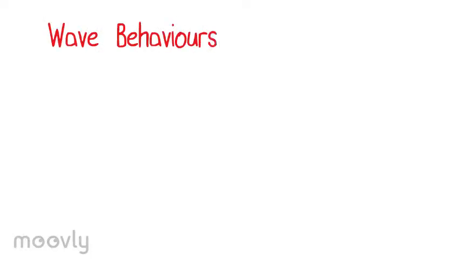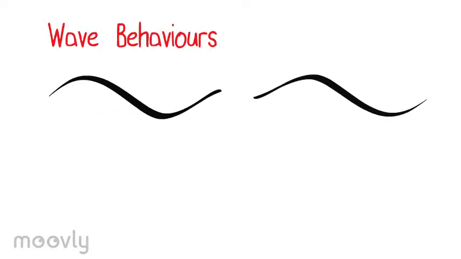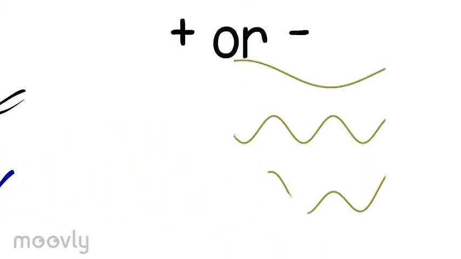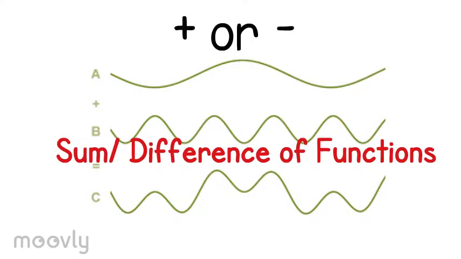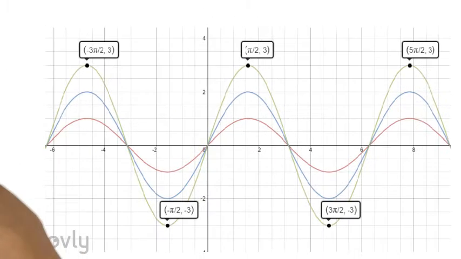Recall through physics, when two crests meet each other, it results in a supercrest. You add or subtract the waves to get the resultant of wave interference. When we give those waves names, which are functional expressions, the resultant wave is then called the sum or difference of functions.